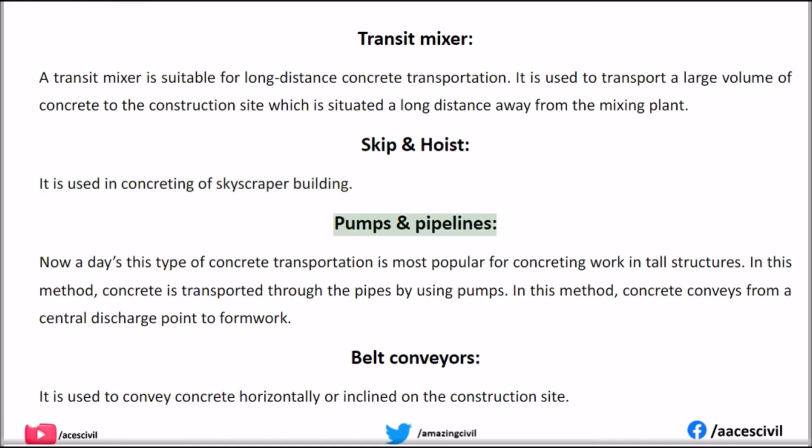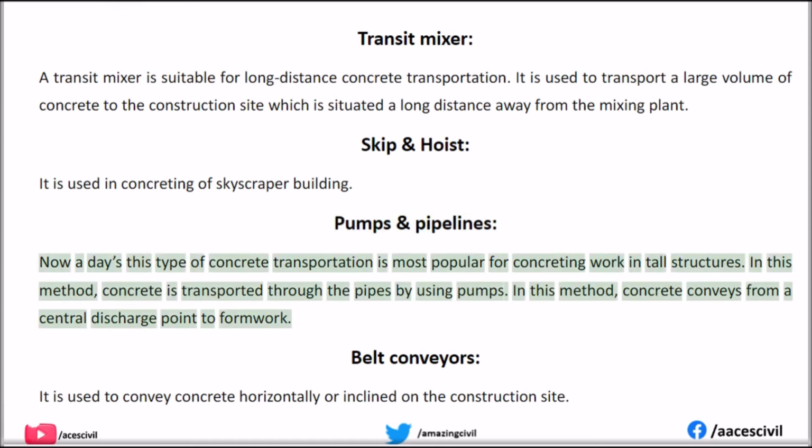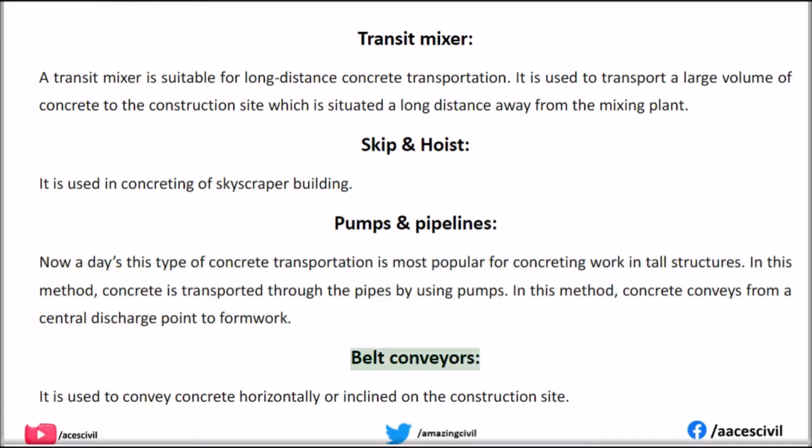Pumps and pipelines. Nowadays this type of concrete transportation is most popular for concreting work in tall structures. In this method, concrete is transported through pipes by using pumps. In this method, concrete is conveyed from a central discharge point to formwork. Belt conveyors. It is used to convey concrete horizontally or inclined on the construction site.